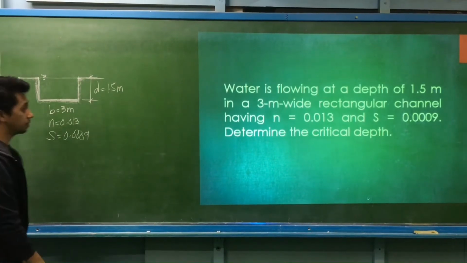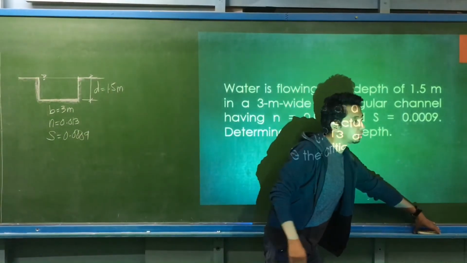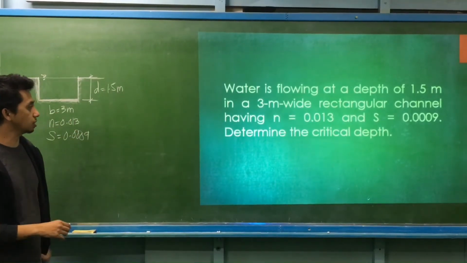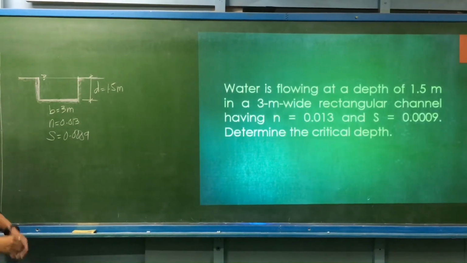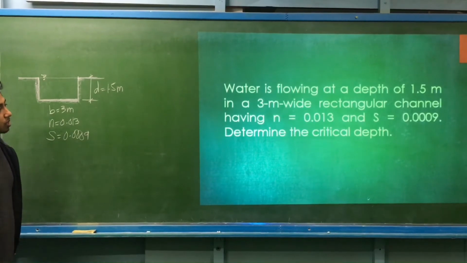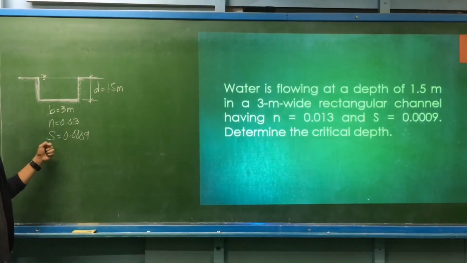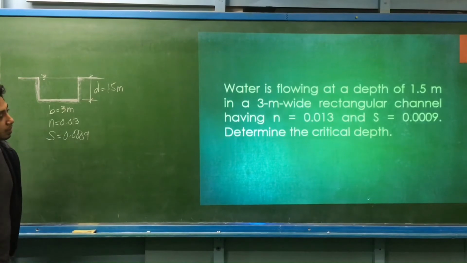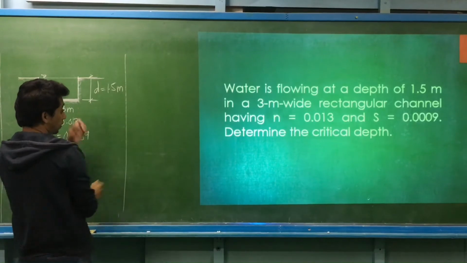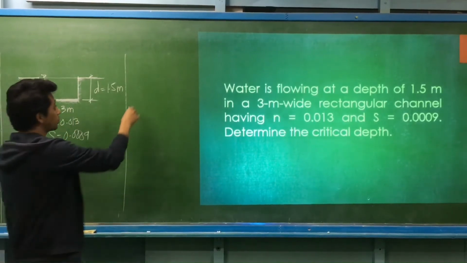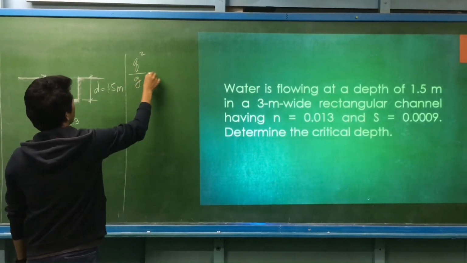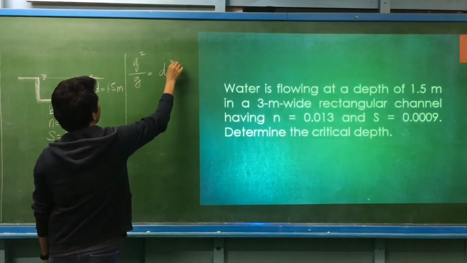Let's have an example for critical depth. So again, for critical flow, discharge is maximum, but the specific energy is minimum. So water is flowing at a depth of 1.5 meters in a 3 meter wide rectangular channel having n of 0.013 and a slope of 0.0009. Determine the critical depth. So for a rectangular channel, we have the unit flow squared divided by the acceleration due to gravity equal to the critical depth cube.